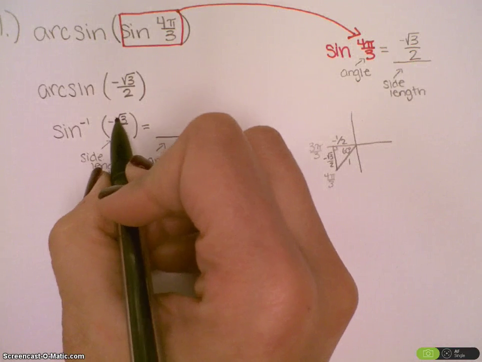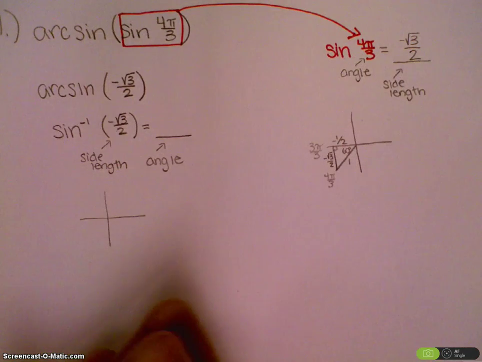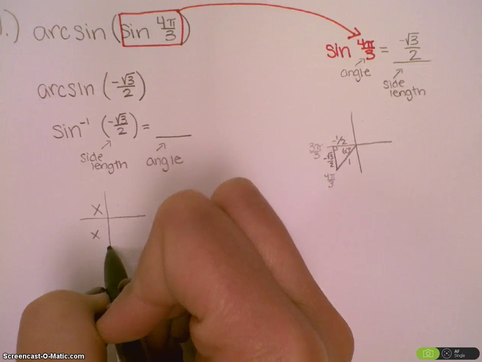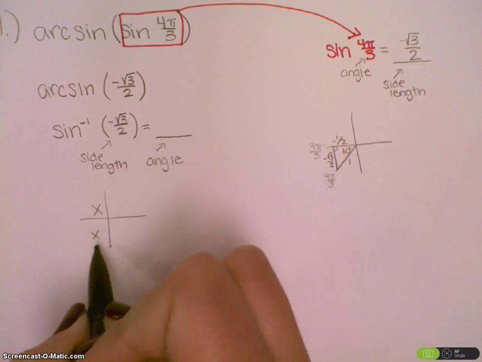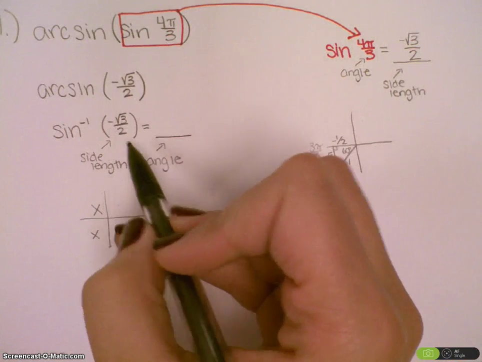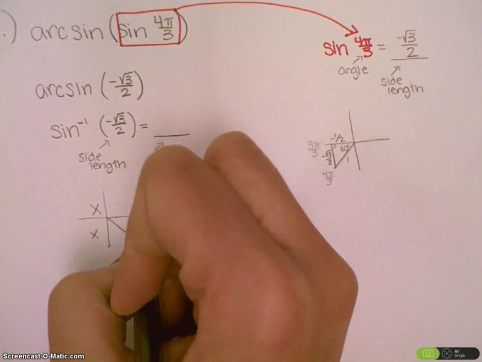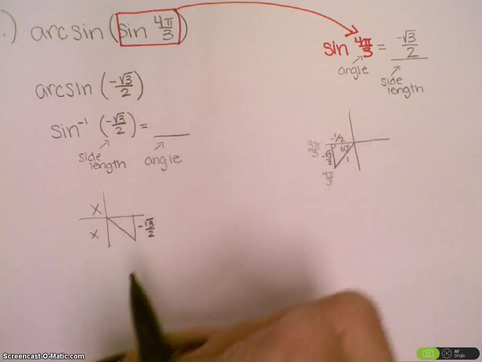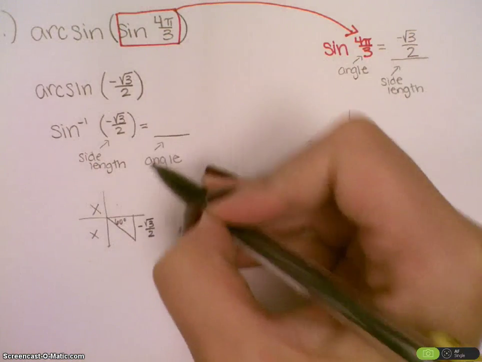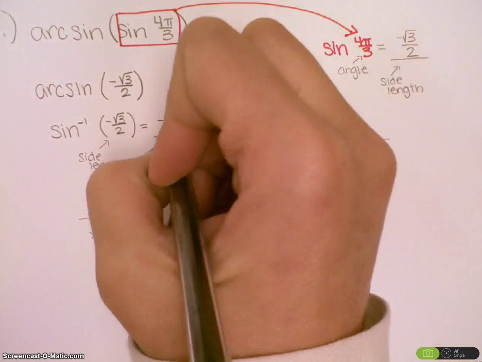Now looking at negative root 3 over 2, the inverse of sine has a restriction to our first and fourth quadrants, from negative pi over 2 all the way to pi over 2. So I'm crossing out quadrants 2 and 3. Negative root 3 over 2 means that my y value has to be negative, leaving us in the fourth quadrant. My reference angle must be 60 degrees. The angle at which this has to be is negative pi over 6.